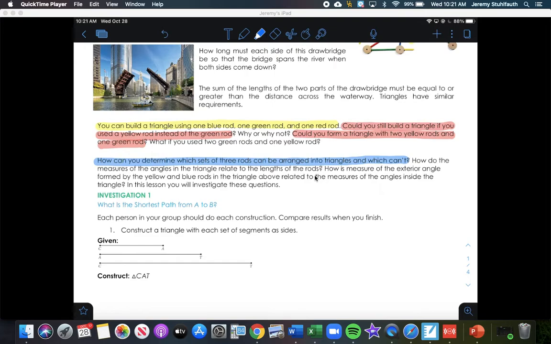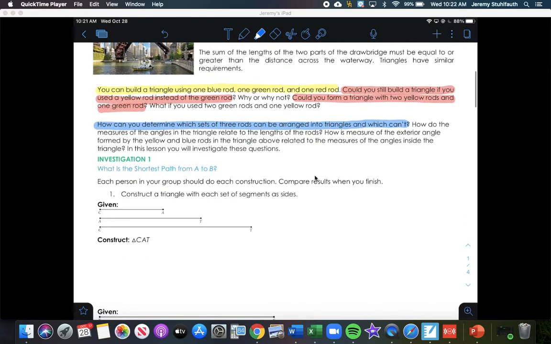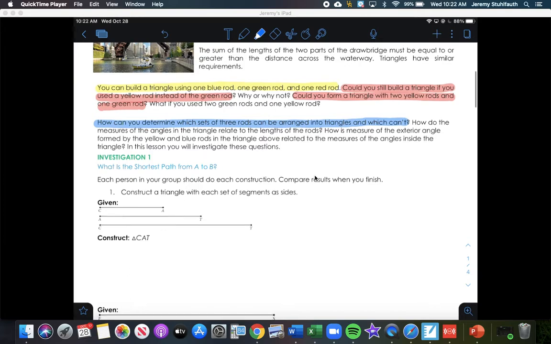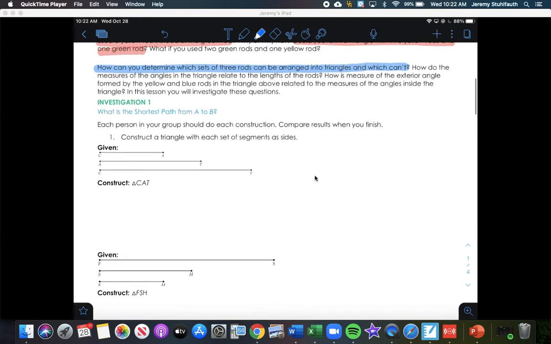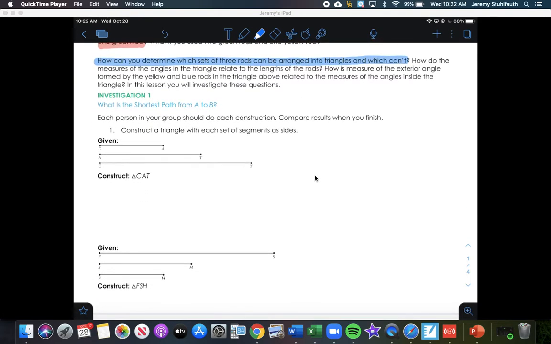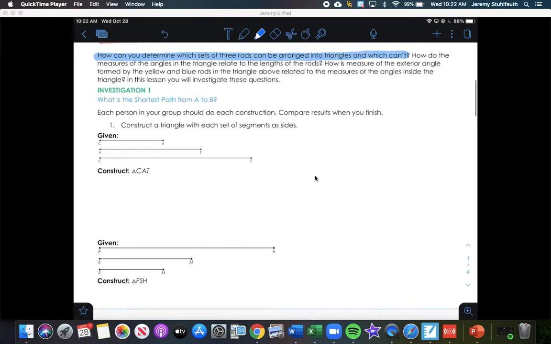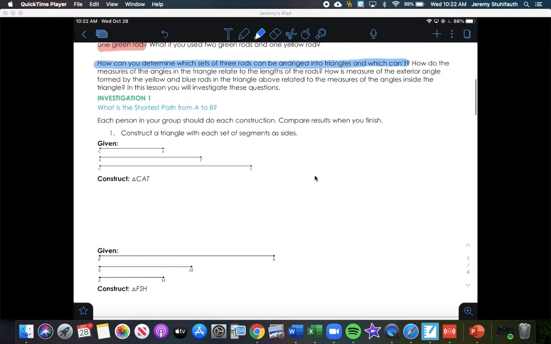So I want you to go ahead and pause the video and work on this investigation. I want you to construct triangle CAT from the three sides that are given to you, and then construct triangle FSH with the three sides that are given to you there. After you construct those, unpause the video and watch my construction, and then we'll have a discussion.